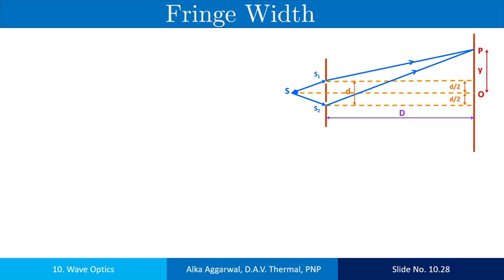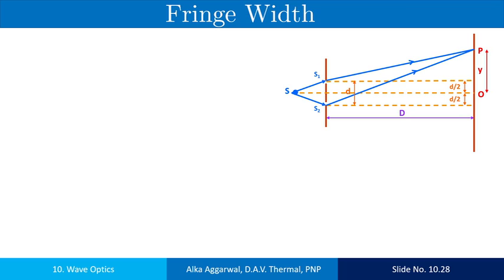To reach point P, they travel through different paths. The path S1P is smaller and the path S2P is larger. So when they reach point P, there will be a path difference. If the path difference satisfies the condition of the bright fringe, then P is a point of the bright fringe. And if it satisfies the condition of the dark fringe, then P will be a point of the dark fringe. Now first we will find the path difference.